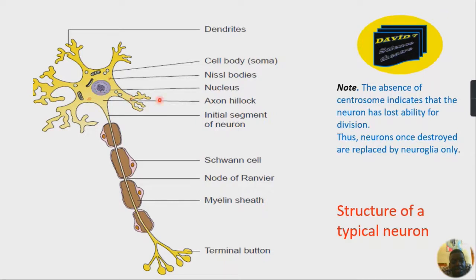Lastly, I want you to know this. In this structure you can see here, the centrosome is absent. This is indicative of the fact that the neuron has lost its ability to divide. Thus, neurons once destroyed are only replaced by neuroglia. The neuron can no longer divide. There are no centrosomes. Alright, let's continue.